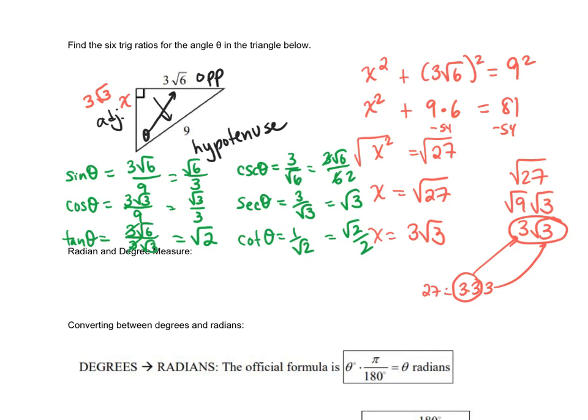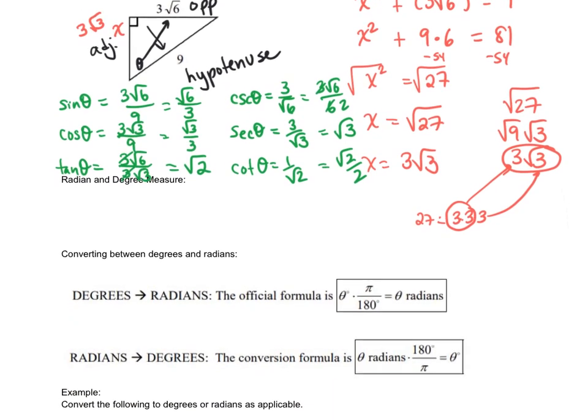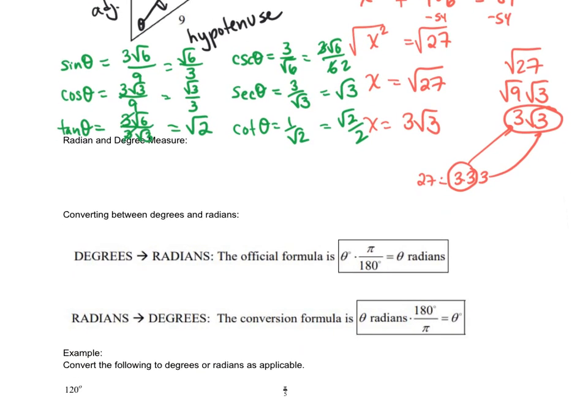So next thing we're going to look at is the difference between radian and degree measure. Now remember, these are both ways to measure angle. The radian measure, radians, is always going to take the ratio of the arc length to the radius.